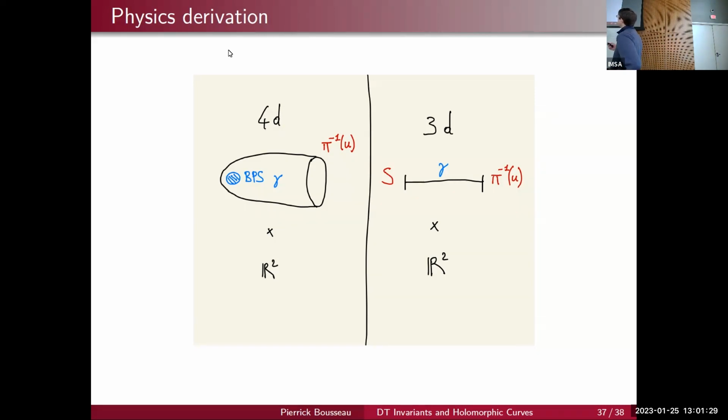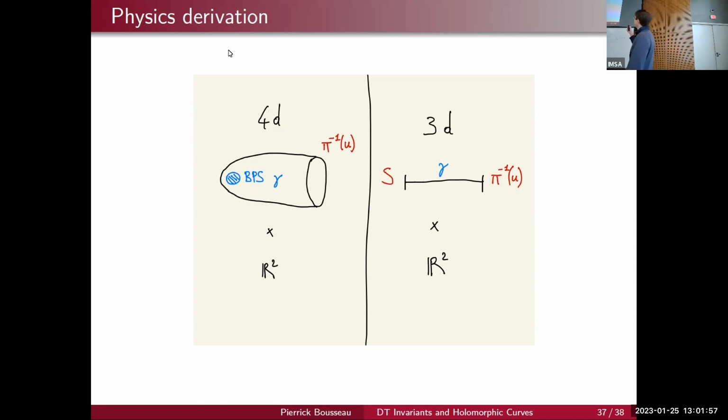And by the general property of the Coulomb branch, it should be a three-dimensional sigma model whose target is the integrable system, the root integrable system. But now the three-dimensional geometry is R2 cross an interval. On one side of the interval is the fiber over U. And on the other side of the interval is exactly the section, because this section is what comes from the tip of the cigar. And in between, I want something of class gamma.